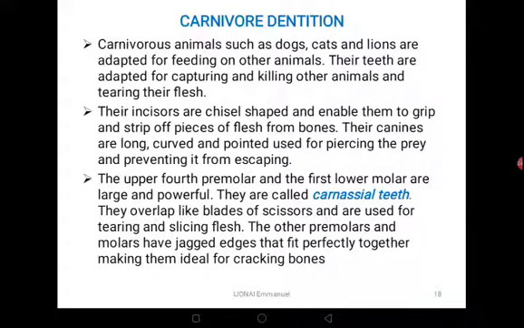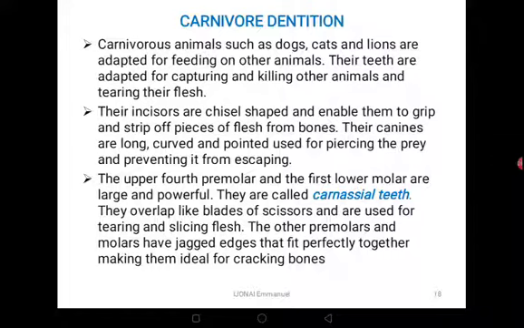So let's proceed to carnivorous dentition. A carnivore, of course, is an animal that feeds on flesh. We're talking about dogs, cats, lions, and so on. These ones are adapted for feeding on other animals. Therefore, their teeth are adapted for capturing and killing other animals, tearing their flesh, and so on.